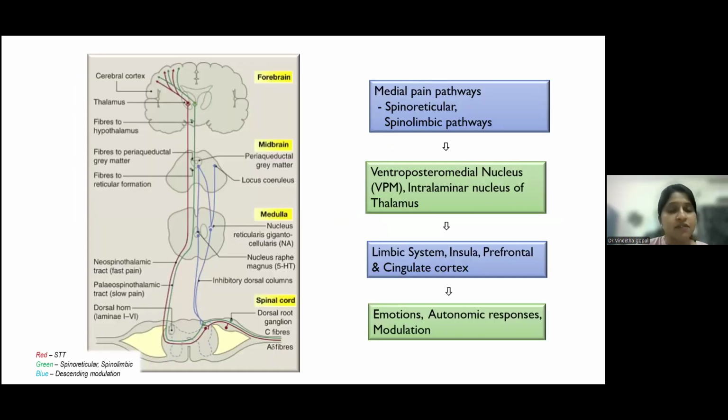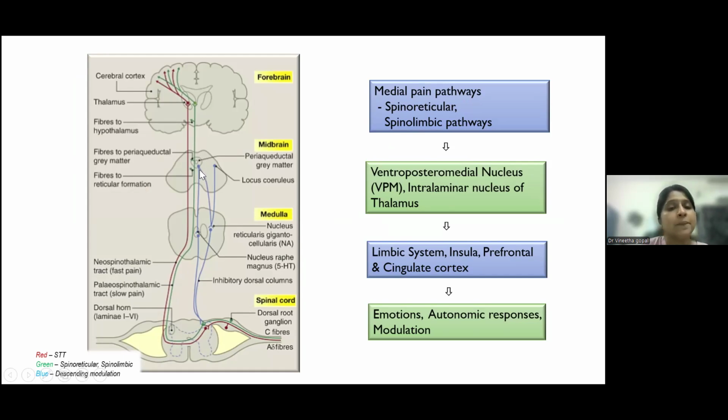Now, we have medial pain pathways also. The lateral pain pathway was the spinothalamic tract. We have medial pain pathways like the spino-reticular and spinolimbic pathways. So we can see here what is shown in the green. Red is the normal lateral pain pathway, the spinothalamic tract. This green is the medial pain pathway, the spino-reticular and spinolimbic.